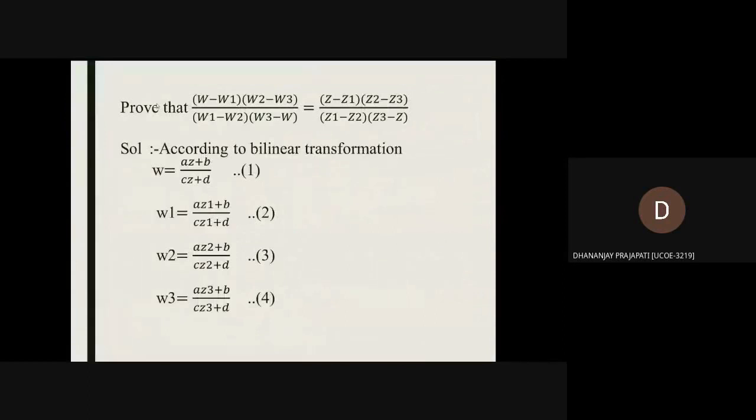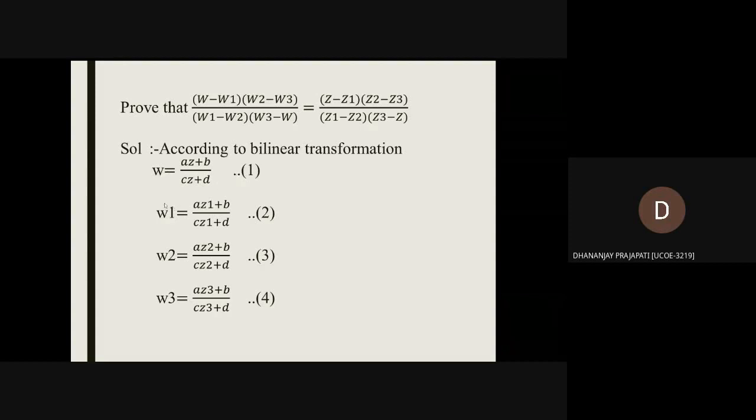We have to prove that the cross ratio of the W plane is equal to the cross ratio of the Z plane. So the cross ratio of the W plane we denote as (W minus W1) into (W2 minus W3) upon (W1 minus W2) into (W3 minus W), which is equal to (Z minus Z1) into (Z2 minus Z3) upon (Z1 minus Z2) into (Z3 minus Z). According to the bilinear transformation, the relation between the z plane and the w plane is denoted by w equal to (az plus b) upon (cz plus d). We mark that as equation number 1.